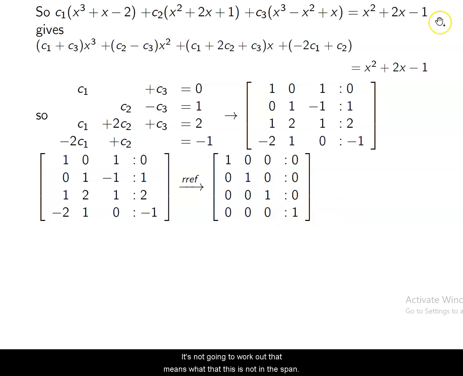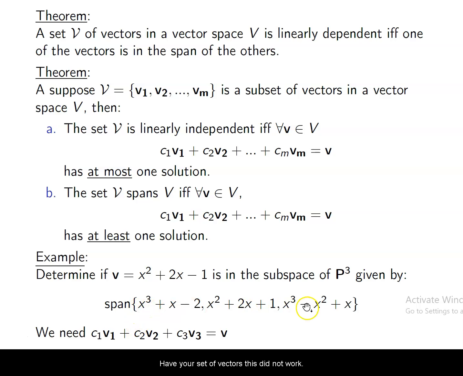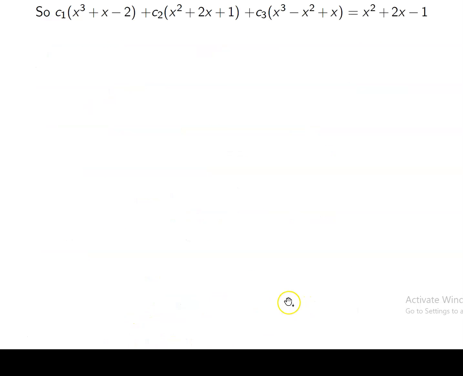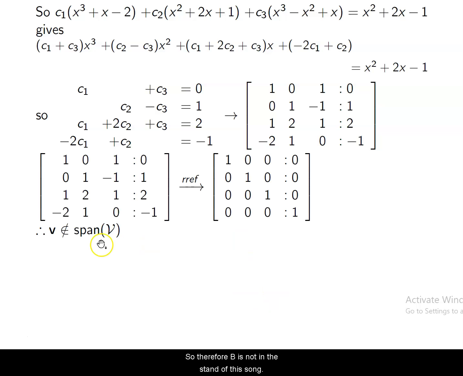Okay, if it's not going to work out, that means what? That this is not in the span of your set of vectors. This did not work out. So therefore V is not in the span of this set of vectors. Okay. So again, we're taking things that we're not used to and we're just trying to transform them into something we are used to. Right?